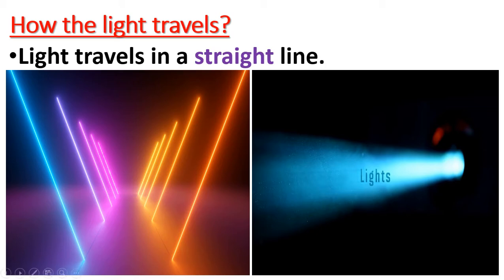Like here in this photo, the orange light travels in a straight line, and blue and pink light also travel in a straight line. And here in this photo, the light of the torch also travels in a straight line.